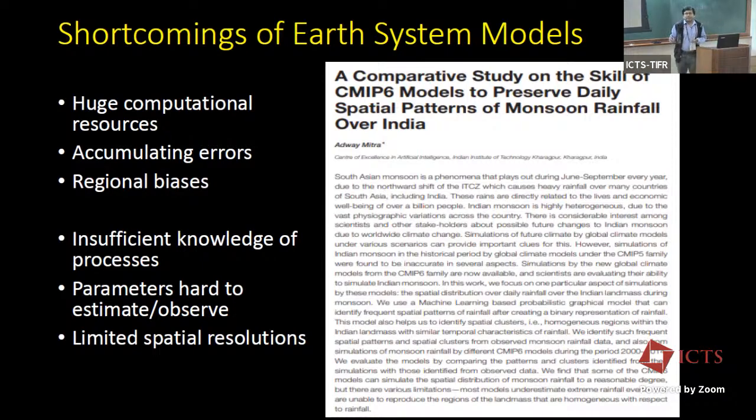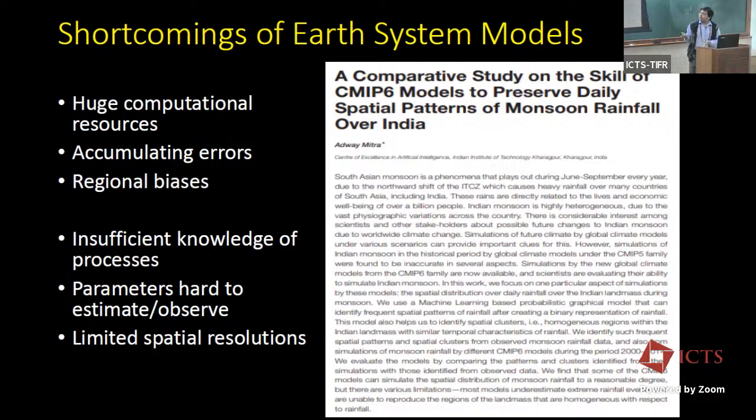So there was a lot of research which took place a few years earlier. At that time, CMIP5 was the main state of the art. It showed many different types of biases. The most famous is the dry bias in the case of the Indian monsoon, which many researchers have flagged.